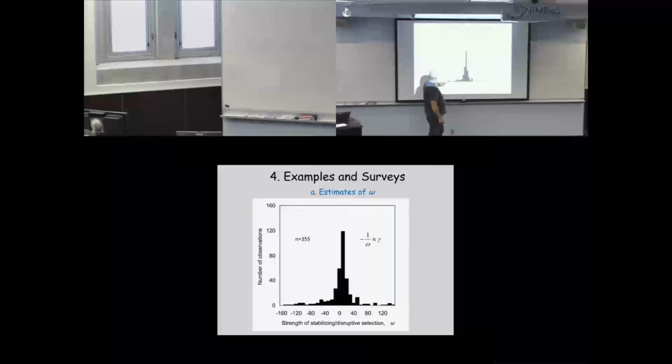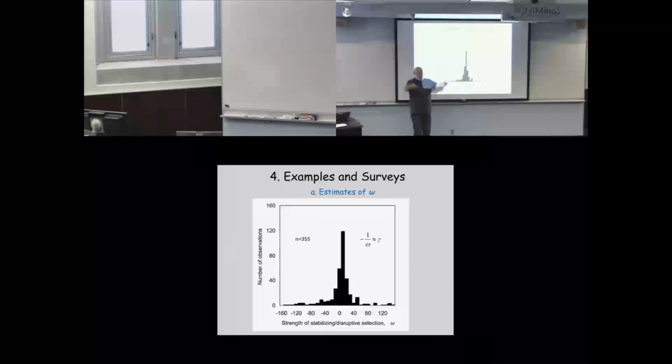So this is omega. Remember, it's a Gaussian function. This reinforces the point that omega is not a variance because we've got positive and negative values. When the values are negative, the function is bowed up like this, and when it's positive, the function is concave. All right? And you can see there's a preponderance of values close to 0. That means that the function is extremely flat in many of the empirically estimated cases.